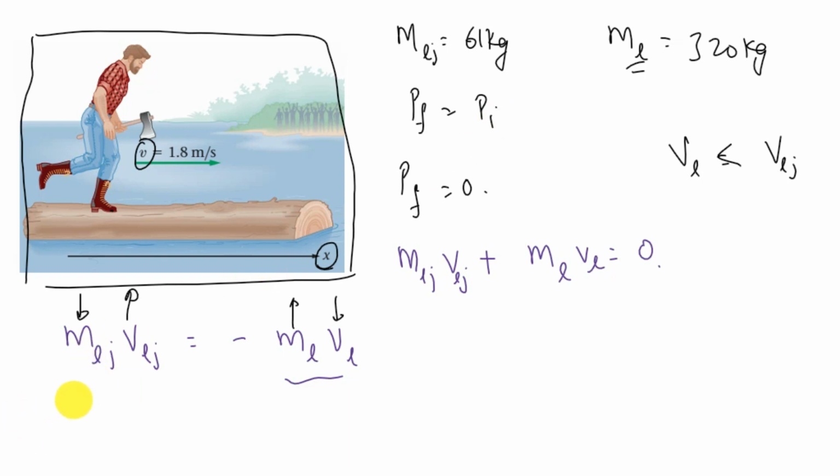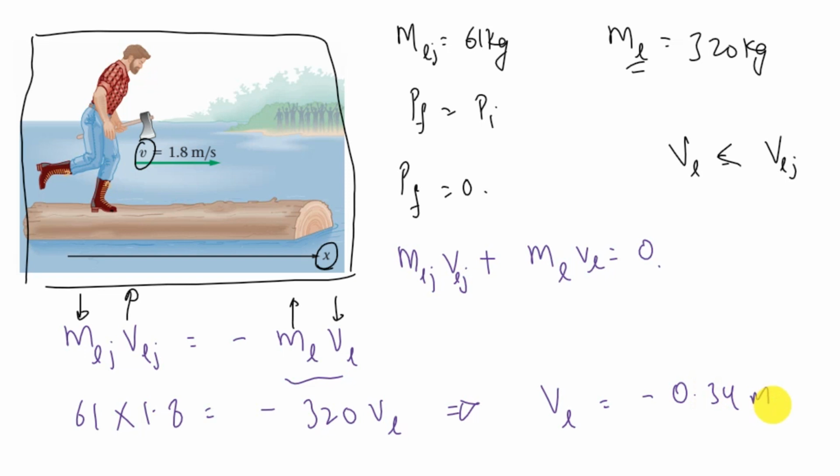So if mlj is 61 kg and vlj is 1.8 meter per second, it is equal to negative of ml, we have 320, times vl. If you solve it for vl from here, you'll get vl to be equal to negative 0.34 meter per second. What this negative sign signifies is that the direction of the log relative to the shore is along the negative x. So if you see just the magnitude, this value is less. This is what we concluded earlier, and here we have proved it mathematically.